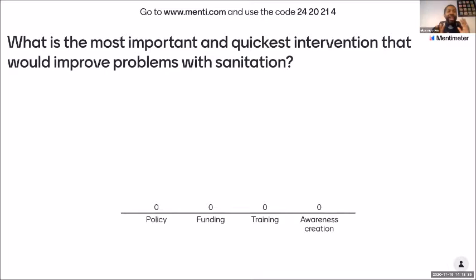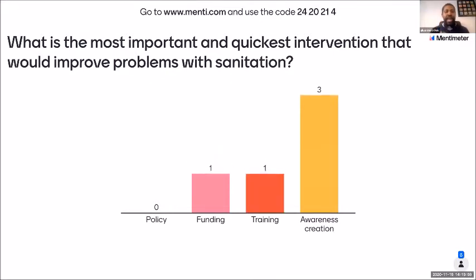Now, let's try and rank it in a sense. And the question is this. What is the most important and the quickest intervention that would improve sanitation and health? I mean, the quickest intervention. So if you are in a position of authority, or from your perspective, what do you think in terms of ranking will be the quickest intervention right away that can impact the improvement of sanitation? So we have policy, funding, knowledge or training, and awareness creation.